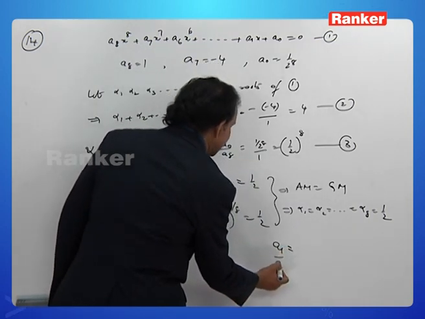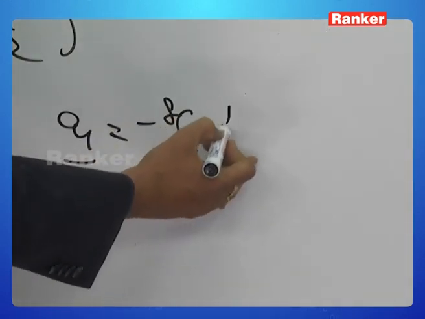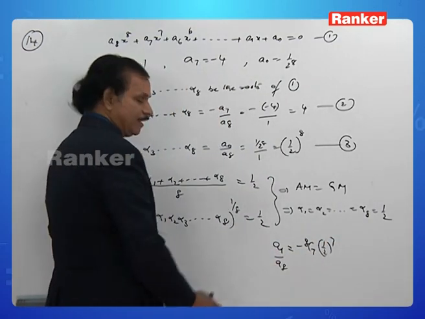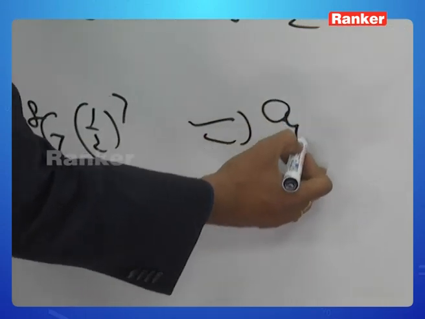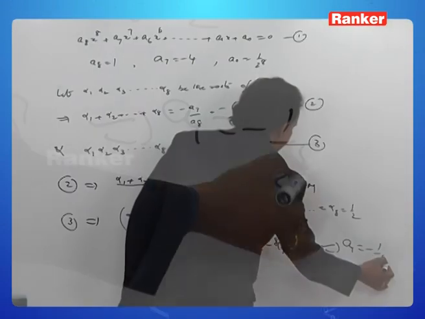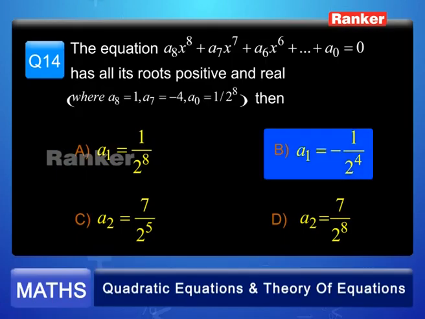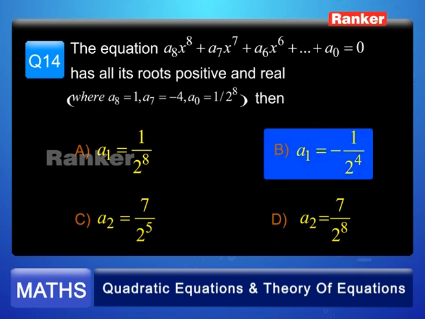A1 by A8 is therefore equal to minus 8C7 into half power 7. But A8 is 1. A1 by 1 is A1. From this we have A1 is equal to minus 1 by 2 power 4. The correct option is therefore option B, that is the second option. A1 is equal to minus 1 by 16 is the correct answer.